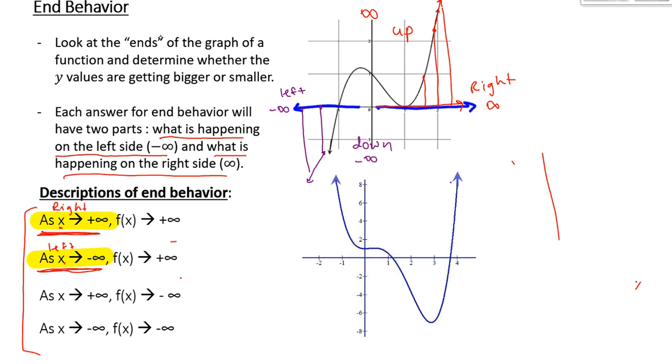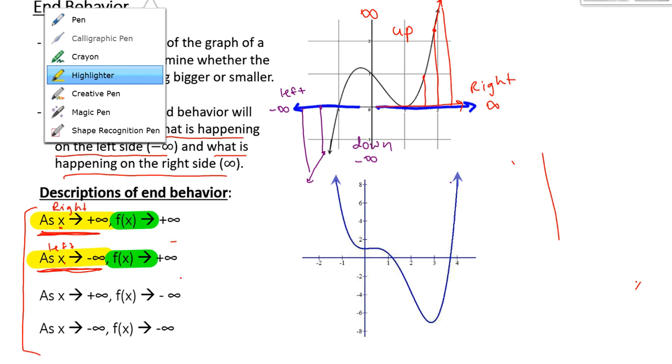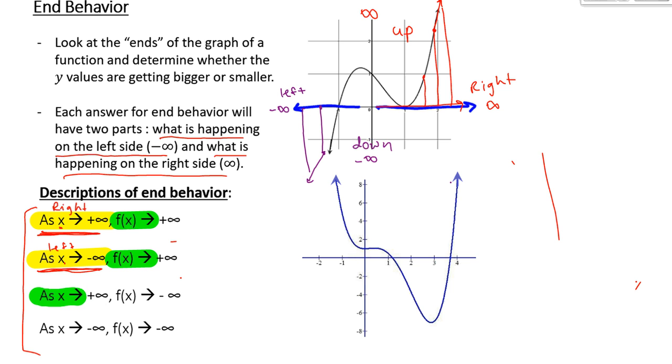And then you'll also have this statement here, f of x with the arrow. That arrow just stands for quote unquote goes to. I'll read one in words in just a minute for you. So again, you're going to have these two statements.